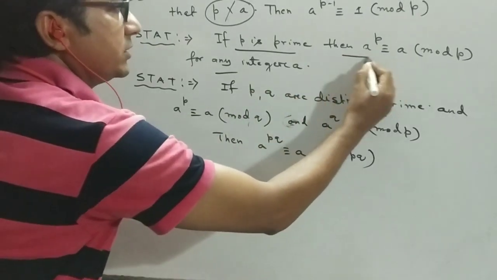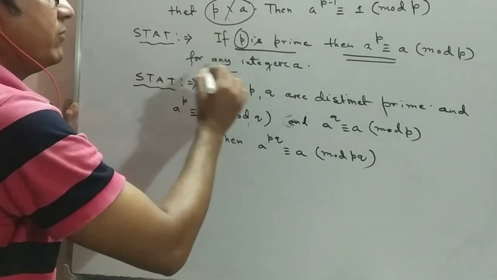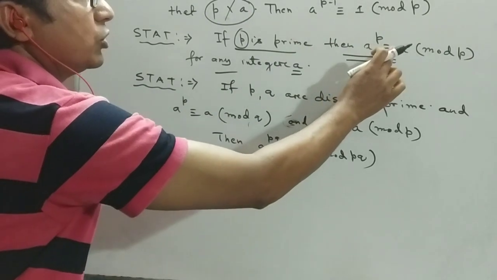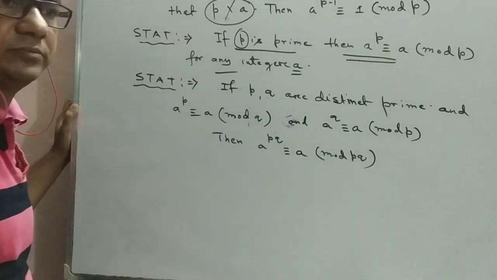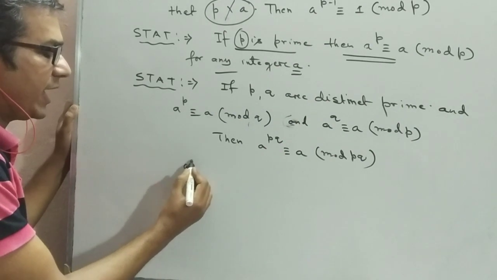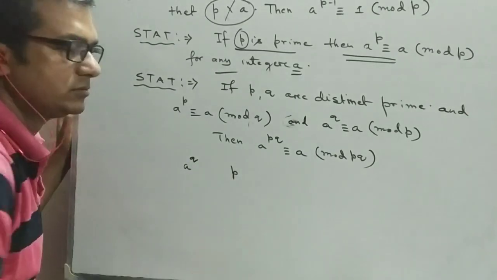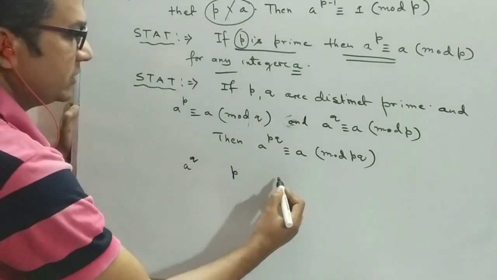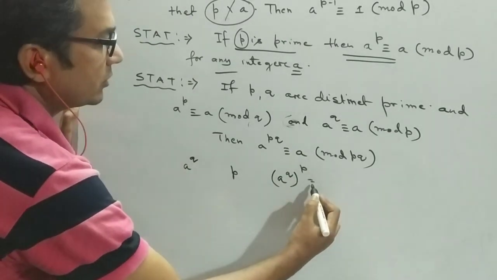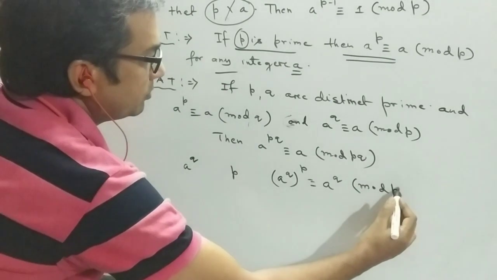From this result, we know that for any prime p and for any integer a, a to the power p is congruent to a mod p. Now if we consider any integer such as a to the power q and prime p, then we can write a to the power q, to the power p, congruent to a to the power q mod p.